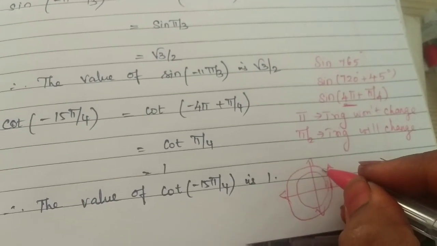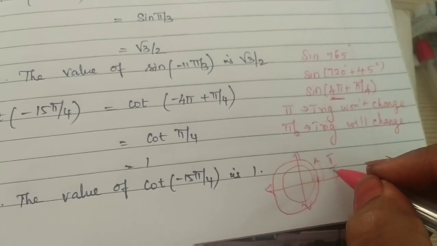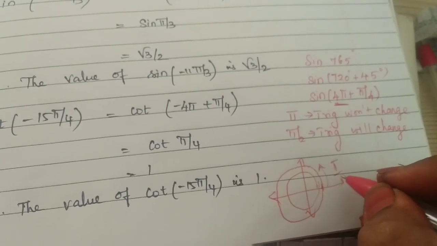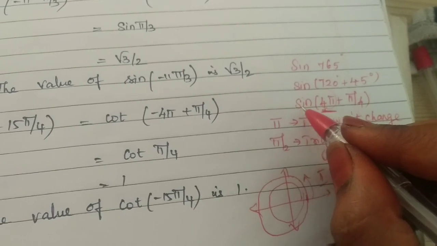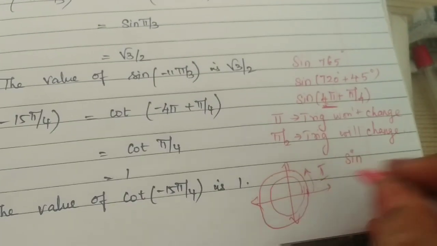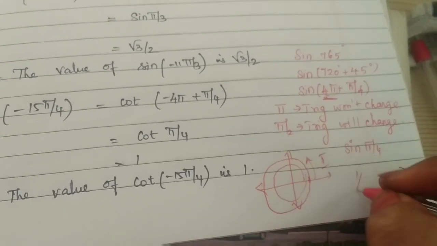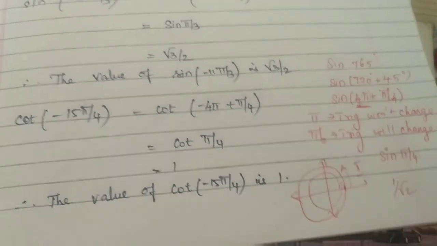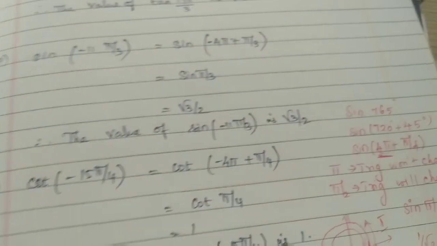If it is plus pi by 4, therefore it lies in first quadrant. If it is in first quadrant, all are positive. Therefore, if it is a multiple of pi, the trigonometric ratio will be the same. Therefore, write sin as it is. Since it lies in first quadrant, it is sin pi by 4. Sin 45 degree is nothing but 1 by root 2. This is what you need to listen to, observe, and then write.